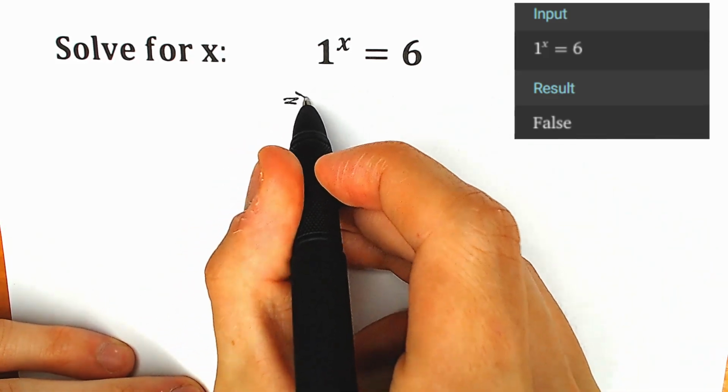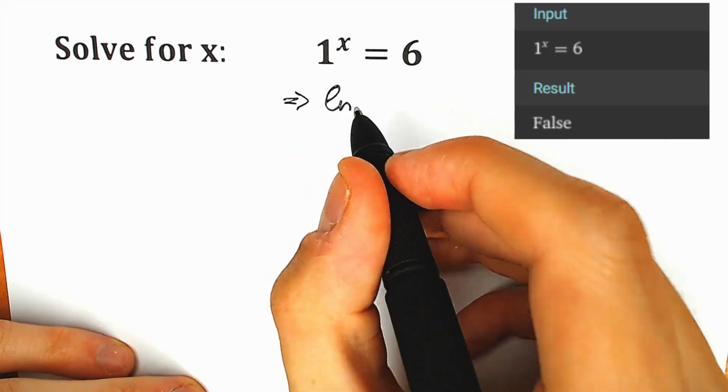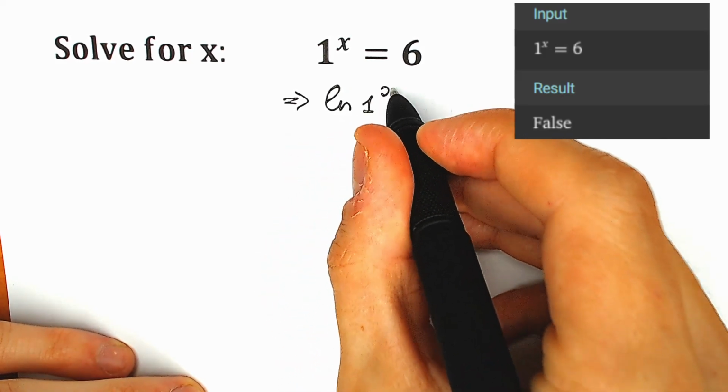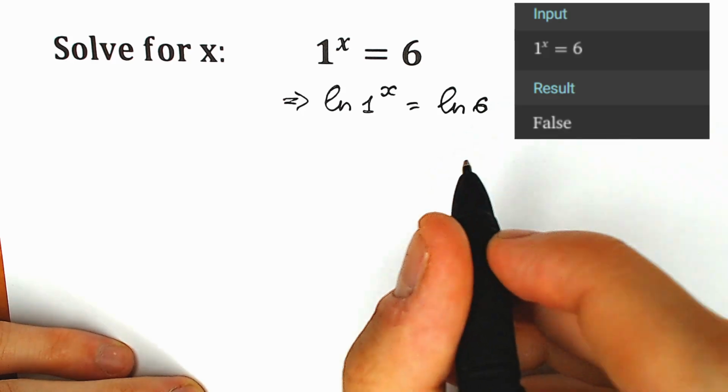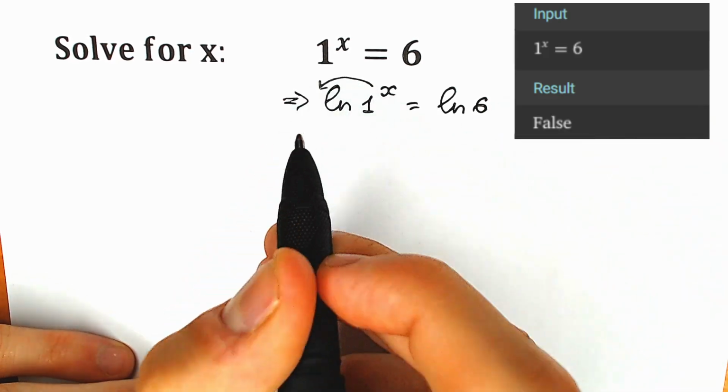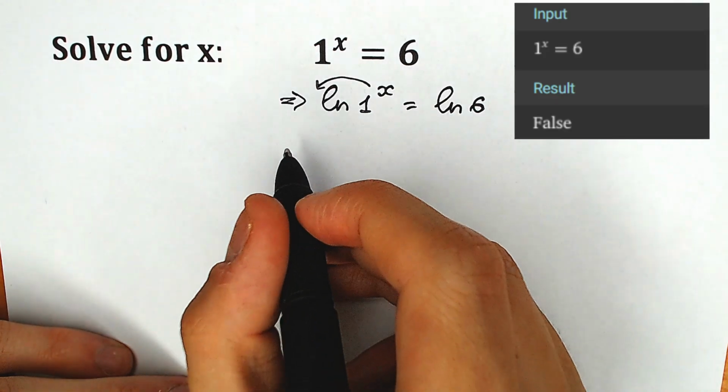so let's do this right now. When we apply natural log on the left side, we have natural log of 1 to the x, and we apply it on the right side, so natural log of 6. Then this x will come down right here because this is the main log property.